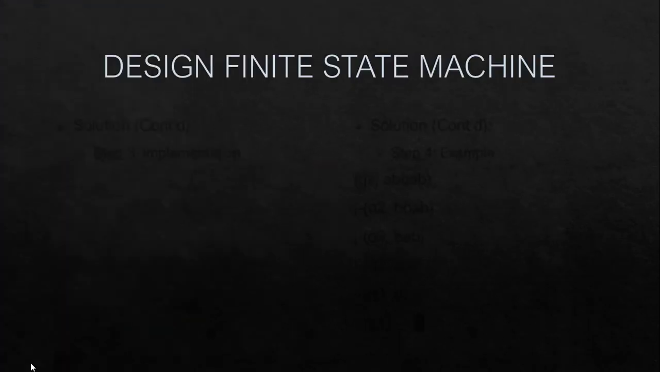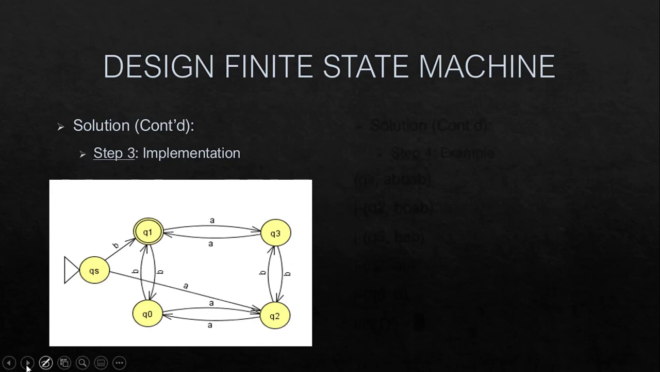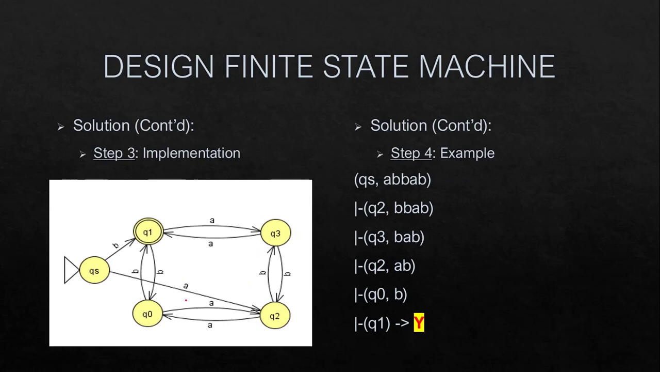Let us check the state transition diagram. So here as we can see that we have QS, Q1, Q0, Q3 and Q2 states, which are representing our even and odd states of our A's and B's. So if we consider the example A, B, B, A, B, here from QS we will transit to Q2 state.